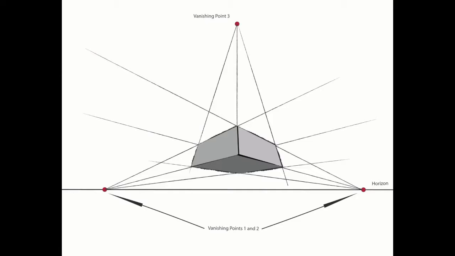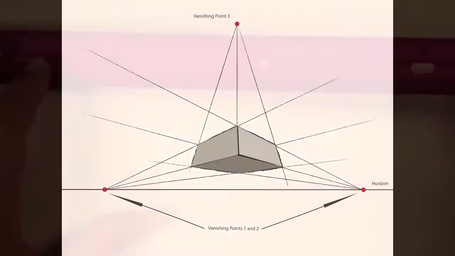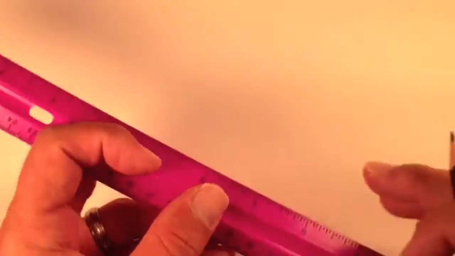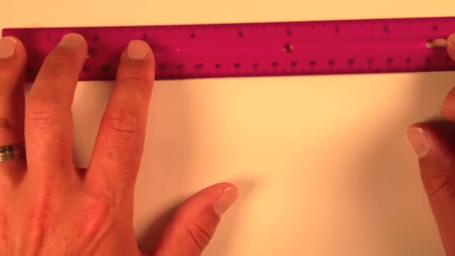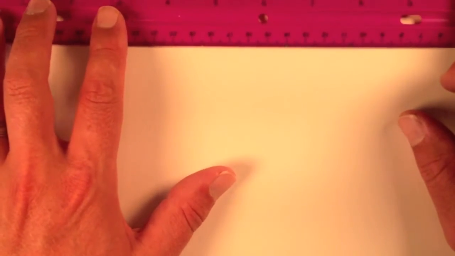With three-point perspective, the vanishing point can also be placed above. Here's a peek at what this would look like. Now let's do a drawing with three-point perspective. Here again you'll need a ruler, a graphite pencil, and an eraser.